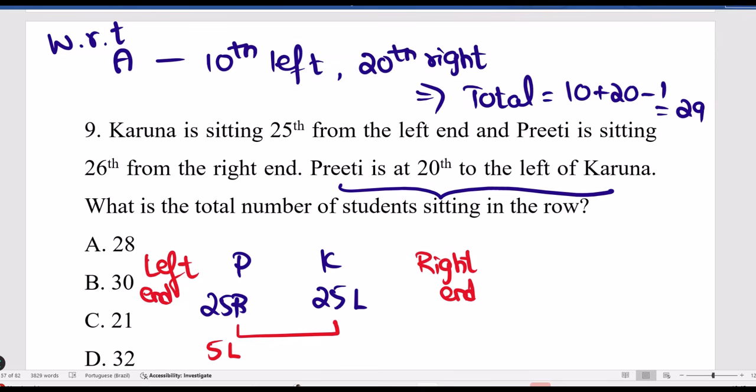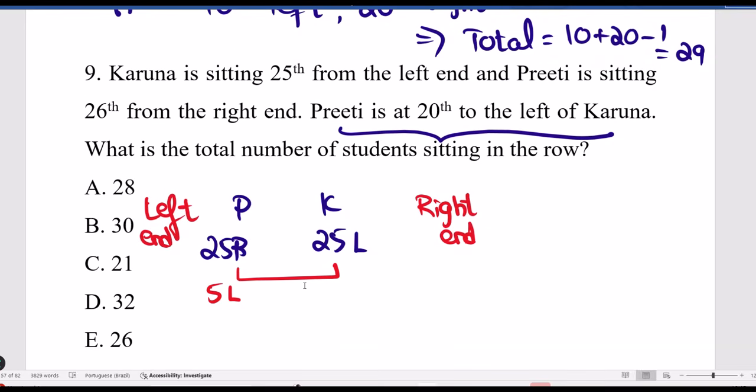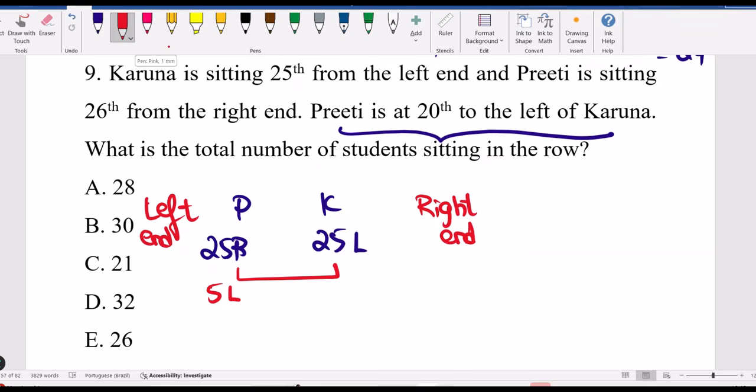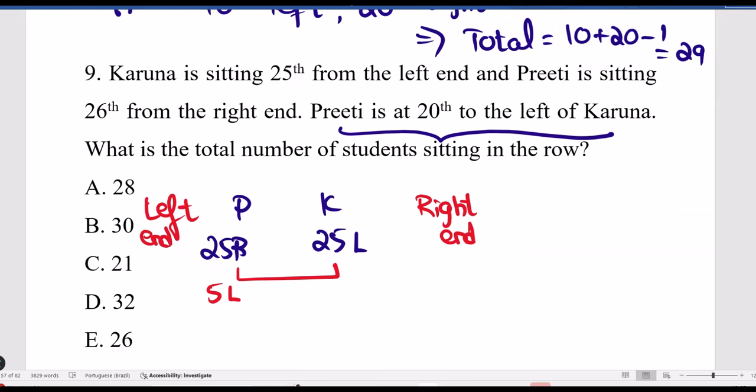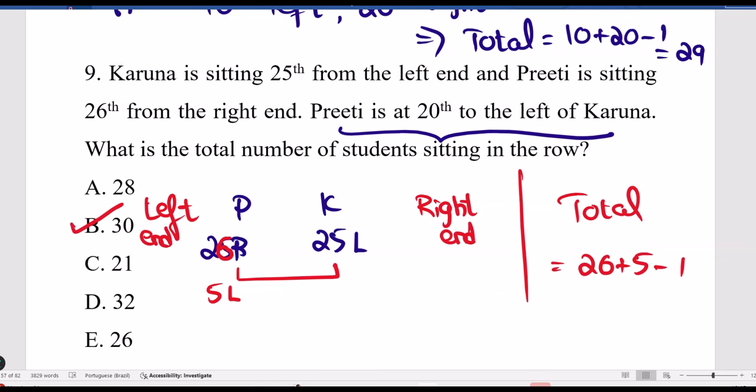Preeti is 20th to the left of Karuna. See, if suppose Karuna is here, one left, we'll just see that. Okay, here calculations we'll see, but at 26 from right side, who is 26? This is 26 right here. Preeti is 26 from right side. Now 5th from left side. What is the total people in the row is? With respect to Preeti, left and right I know. Then left plus right minus 1. Answer is 30.